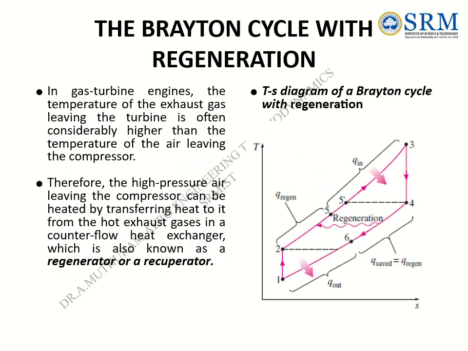In a Brayton cycle, the temperature of the exhaust gas leaving the turbine is often considerably higher than the temperature of the air leaving the compressor. Therefore, the high-pressure air leaving the compressor can be heated by transferring heat to it from the hot exhaust gases in a counterflow heat exchanger, which is also known as a regenerator or a recuperator.